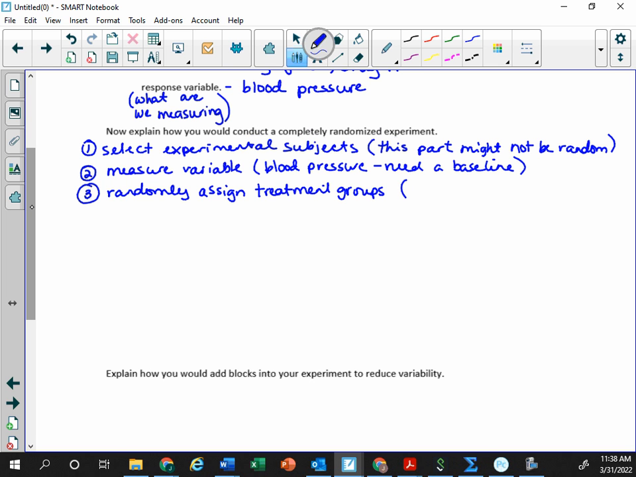And now again, when you do this randomly assigning business, you can't just say randomly assigned. You have to say something like, we flipped a coin and tails got juice and heads got drug A. Like something along those lines so that you've described it in some manner, okay? So flip a coin. Heads get drug A, tails get juice. Okay, so just be specific when you're doing that.